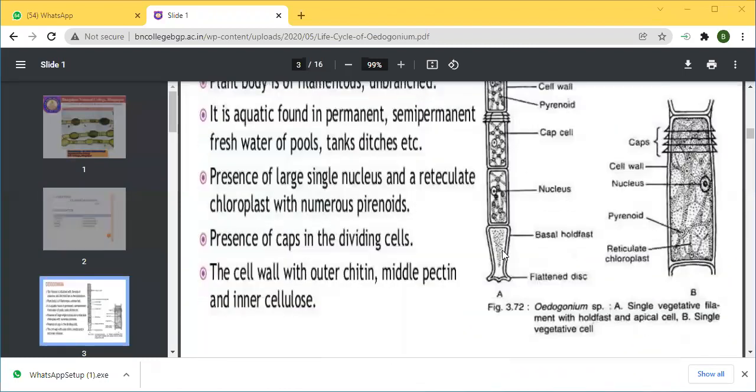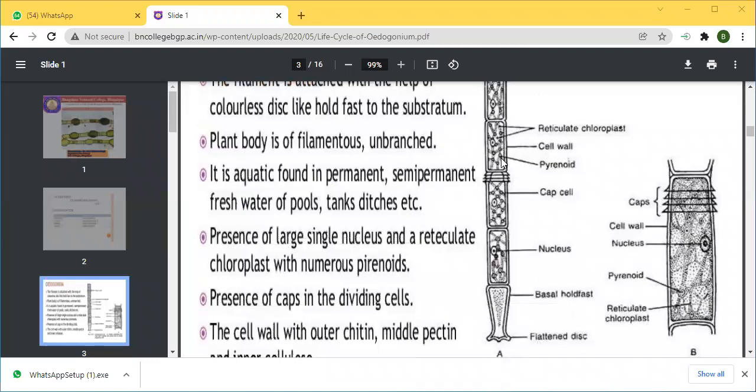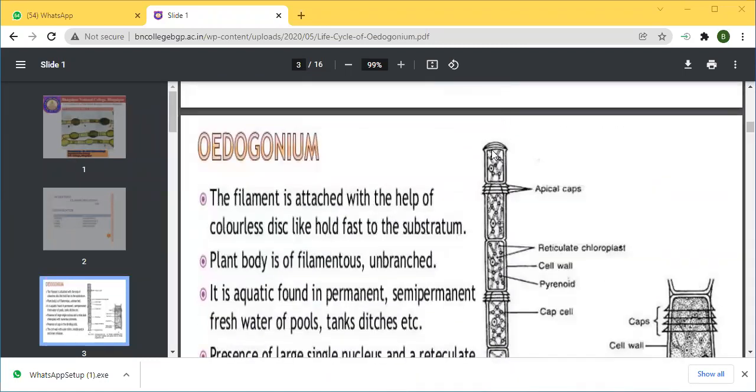Basal cell, what is important is to attach to any substrata, and what is the second one? This part, apical portion, presence of a cap is dividing the cells. Here many caps are produced at this apical. Where the apical cell is there, the divisions are present only in that cell.